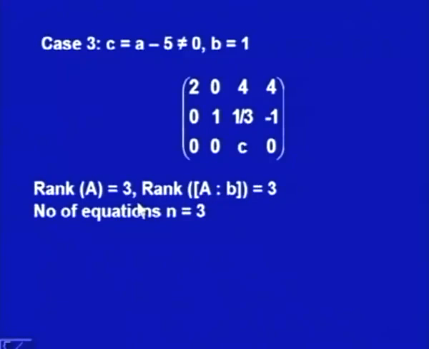Rank of A is equal to 3, rank of A:B is equal to 3, and the number of equations is 3. So this will have a unique solution. The only difference is that here z is going to be 0, because this equation is equivalent to z·c equal to 0, but we have a unique solution in this case.